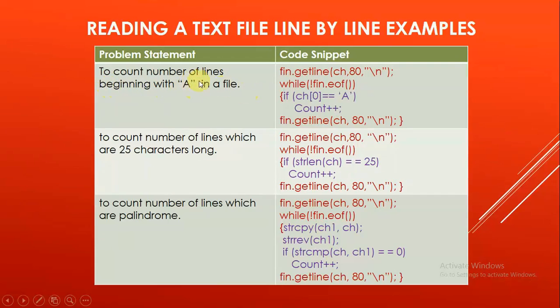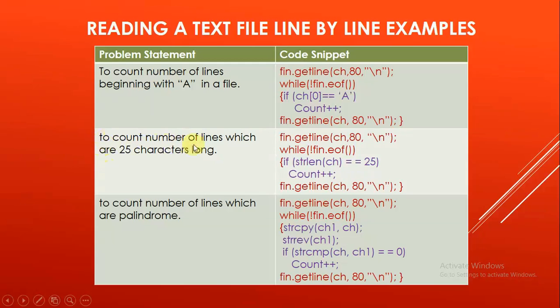Suppose there are many lines in a file and I want to count only those lines which begin with A. In this case, I'm reading the first line from a file, then I'm checking the end of file condition, and if ch[0] is equal to A, I will increment the variable count by 1. Then I read another line, and this loop will continue till the end of file is reached. So I will keep on counting all the lines which begin with the alphabet A.